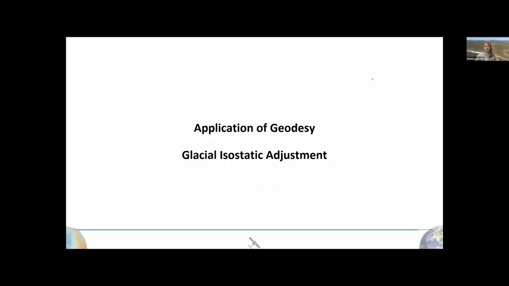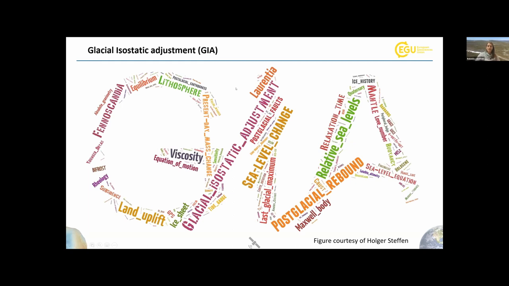Yes. Thank you, Andreas and Benedikt, for giving me a good introduction into geodesy. So I'm now showing you an application of geodesy, especially glacial isostatic adjustment. Glacial isostatic adjustment is abbreviated as GIA.